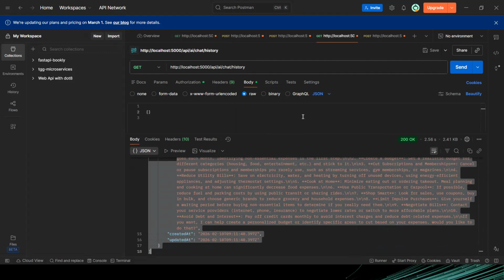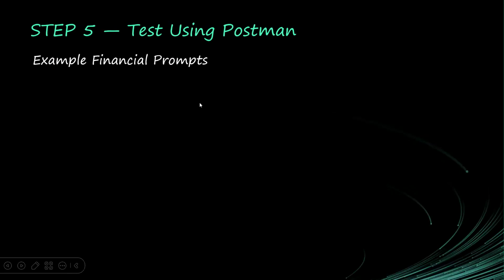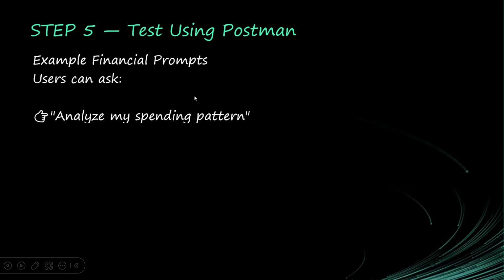So in the next video, instead of doing this with Postman, we are going to create the front end interface so we can do all these things from the front end. Okay, one step at a time, baby steps. So now we have tested with AI. These are some examples you can try out. You can tell AI, analyze my spending pattern. All right, so let me go and ask AI to analyze my spending pattern.